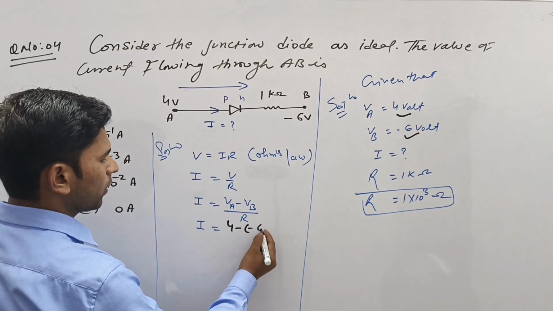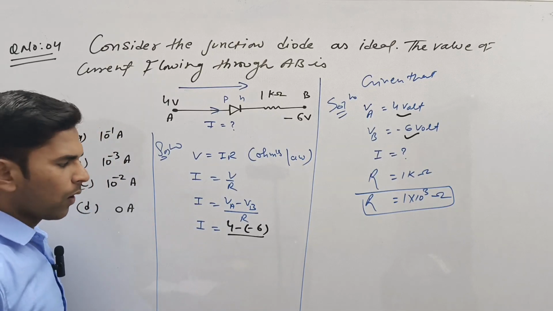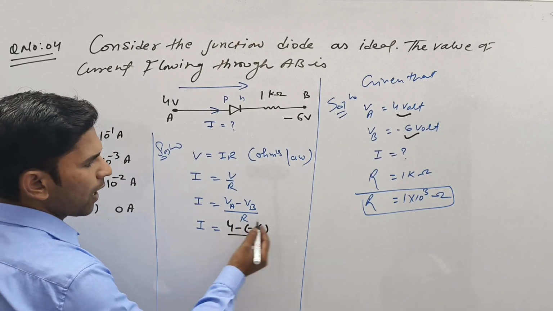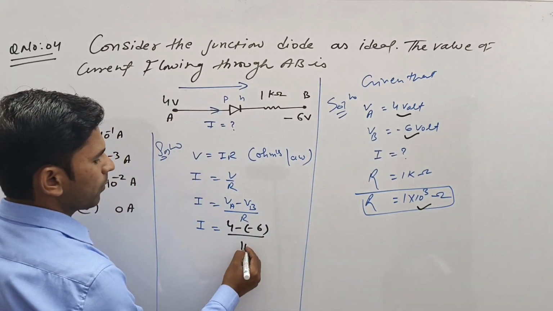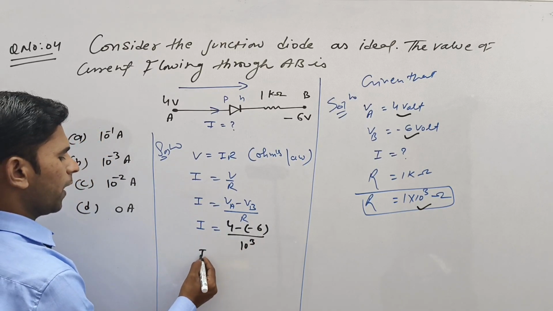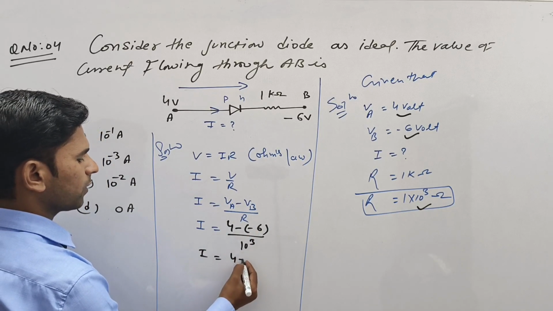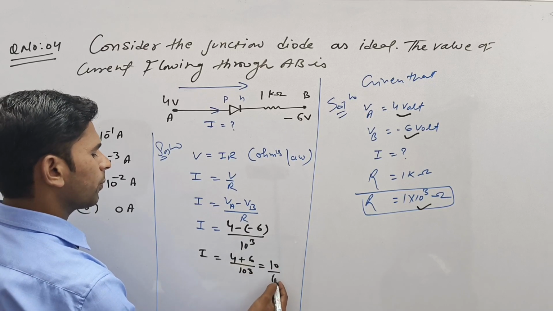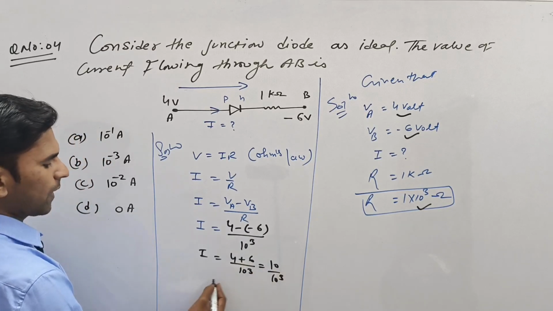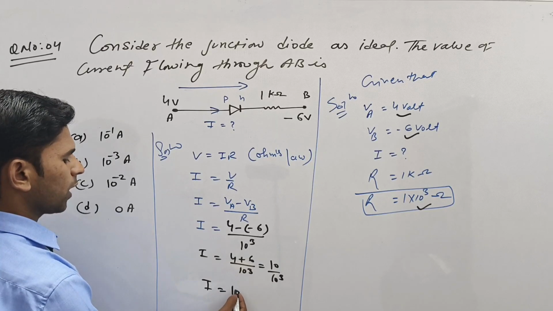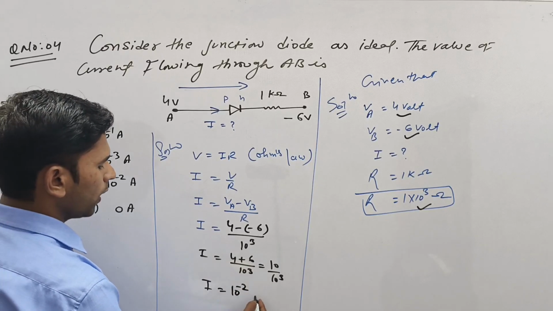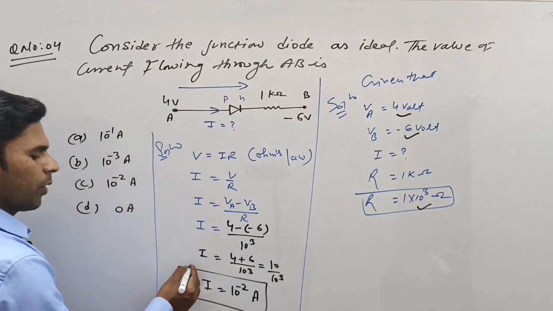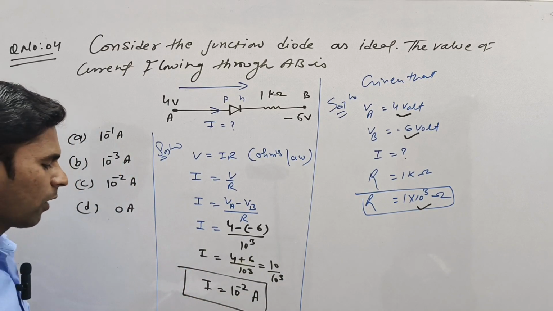So you can apply negative 6 volt divided by R. What is the value of R? R has the value 10 power 3. So you can find I is equal to 4 minus minus plus 6, over 10 power 3. So it is 10 upon 10 power 3, so the 1 0 will cancel. So I will be 10 power minus 2 ampere. Okay, you can solve it.